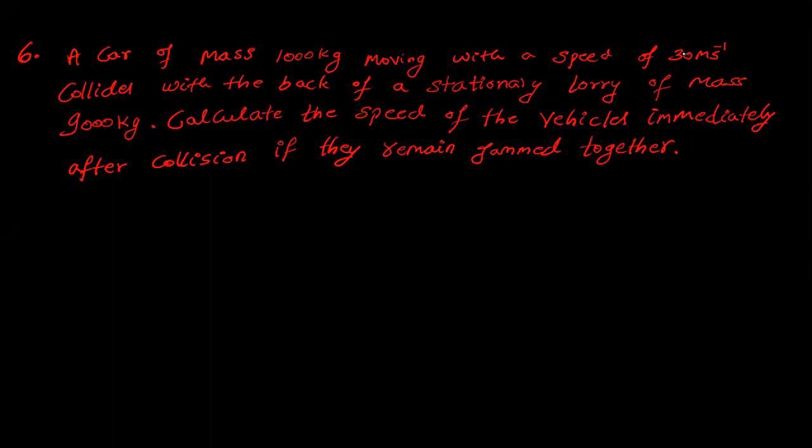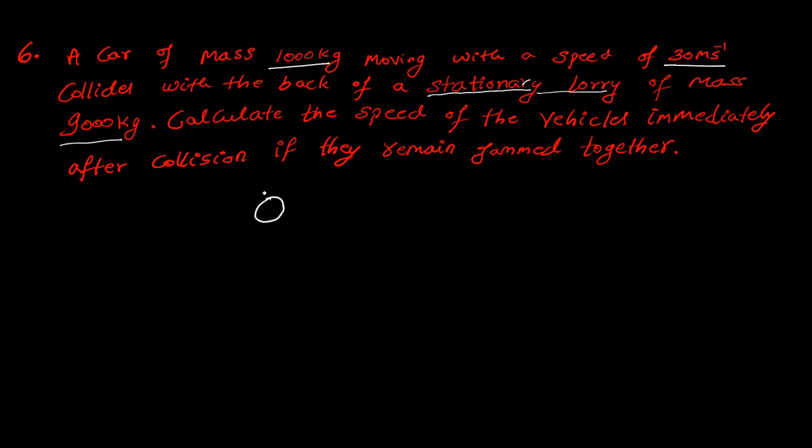Next problem is on the collision. A car of mass 1000 kg, moving with a speed of 30 meter per second, collides with the back of a stationary lorry. Stationary lorry means the lorry is at rest, of mass 9000 kg. Car mass is 1000, lorry mass is 9000 kg. Calculate the speed of the vehicles immediately after collision, if they remain jammed together after collision, so both will attach to each other.